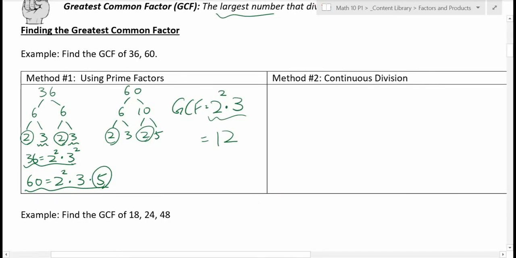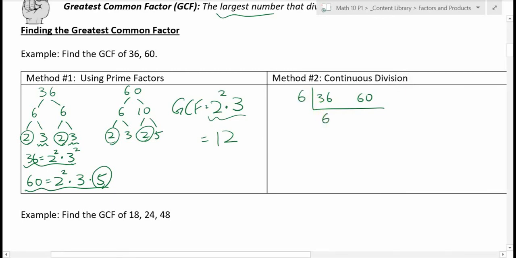Okay, so this is the continuous division. This method is the one I learned first, when I was in elementary school actually. So I'll show you. 36 and 60. Essentially, you just think about factors of 36 and 60. So I know 6 goes into both 36 and 60.